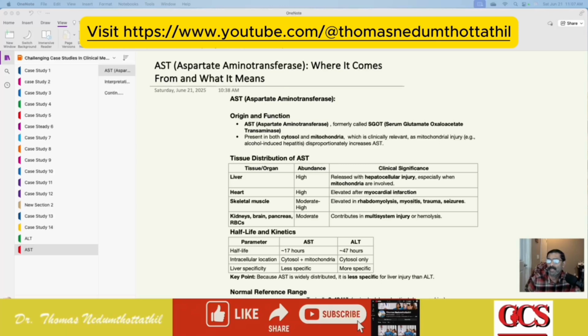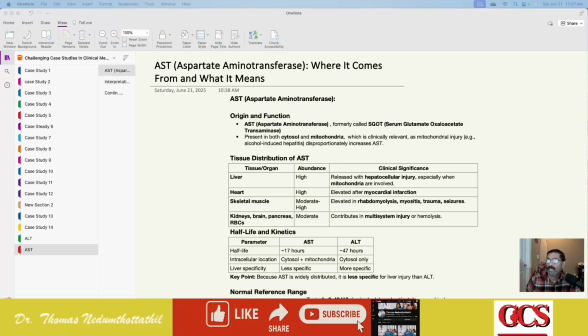Moderate amounts are present in kidneys, brain, pancreas, and RBCs. That is why you see significant elevations in AST after multi-system injury or hemolysis.